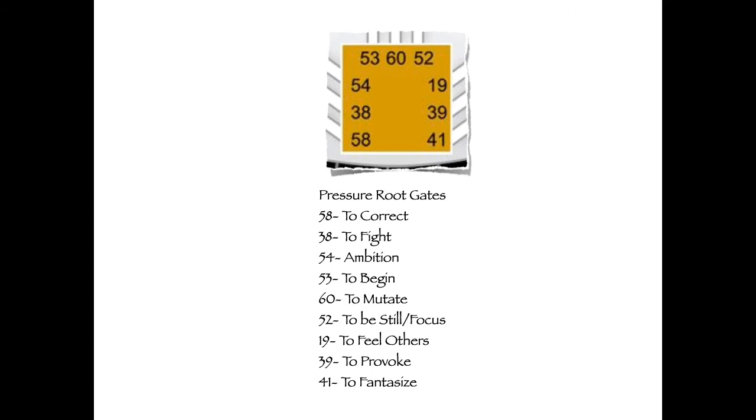The 52 can be about stillness. It can be about people who like to do yoga, people who like to do meditation. So that's the kind of energy. It's a more peaceful energy, and some people call it the couch potato energy, where people like to just kind of be very still.